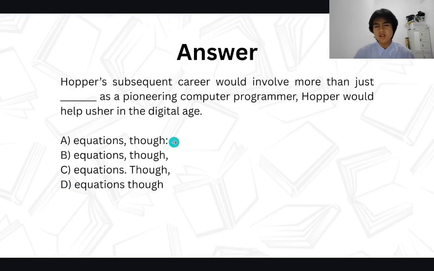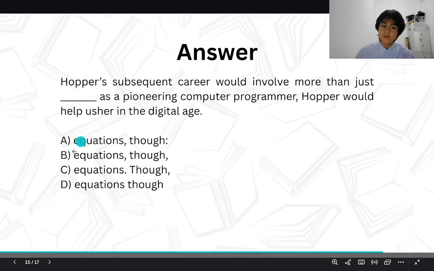What about A? Well, there's a colon here, but do we need a colon though? No. Why? Because "more than just a question though, colon, as a pioneering" does not work. You cannot use "though" and then a colon. So cannot be A, cannot be C, and cannot be D. So the answer must be B.